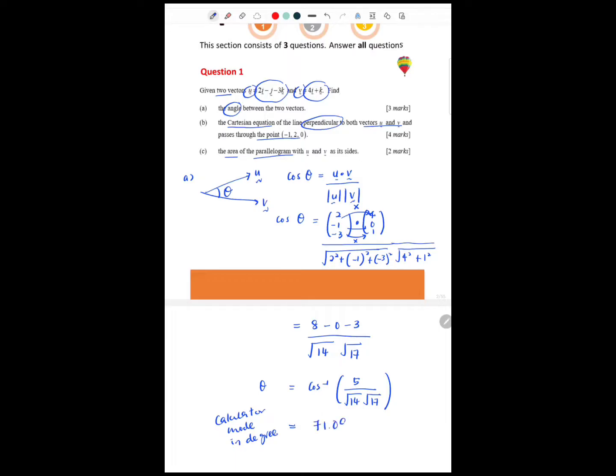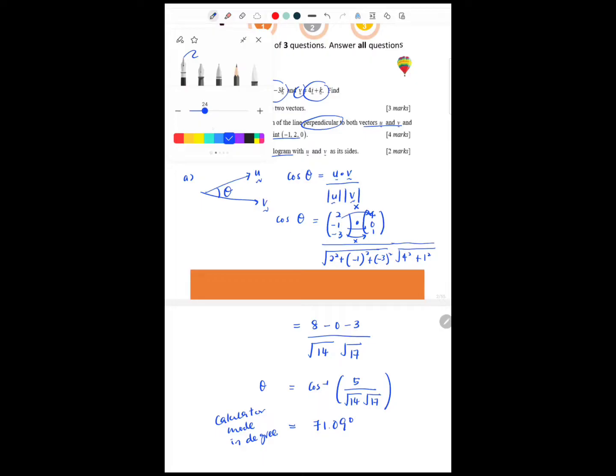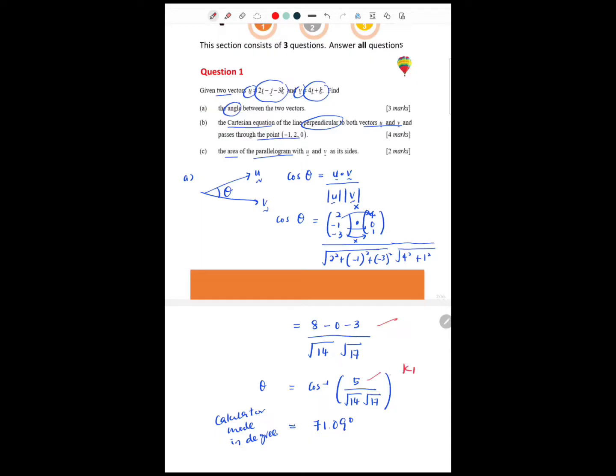Okay, then we get the final answer 71.09 degrees. Alright, so the marks will be given there. So biasanya kalau kita dah buat dot product dapat K1, magnitude another K1, final answer J1.